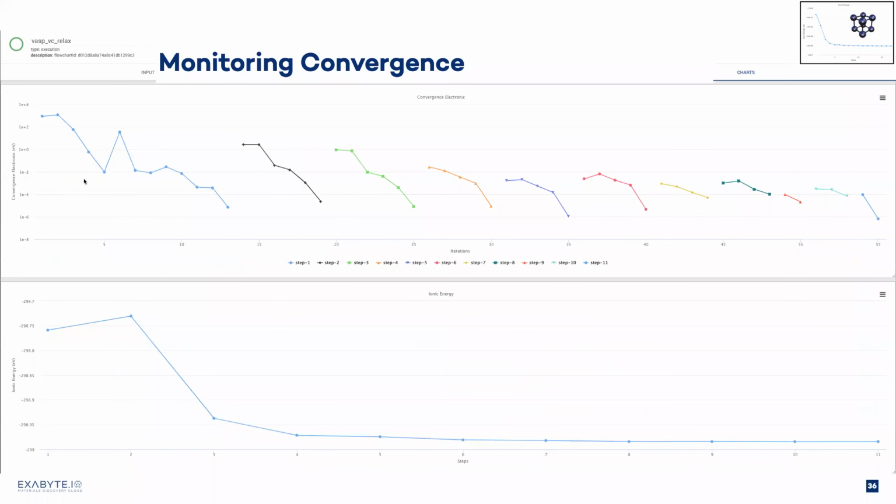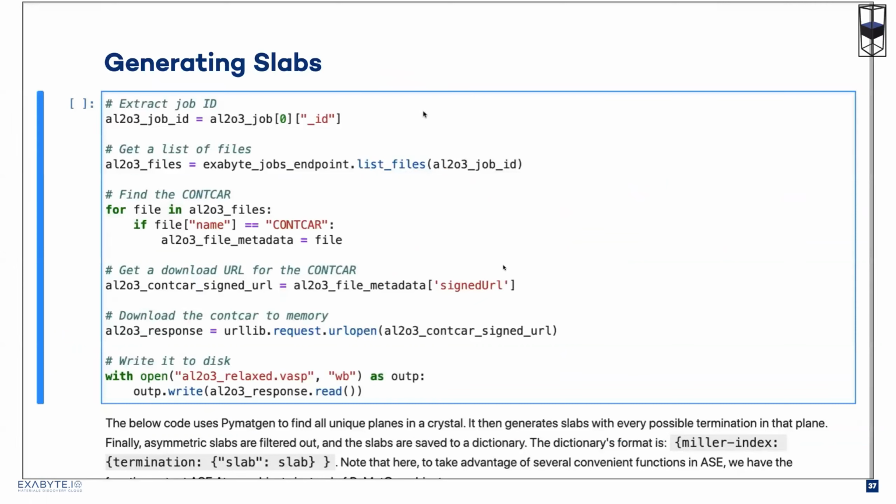We can then go online and monitor the convergence again. So SCF on top, ionic on the bottom as the job progresses. And then finally, we can go ahead and generate a bunch of slabs using ASE and pymatgen.